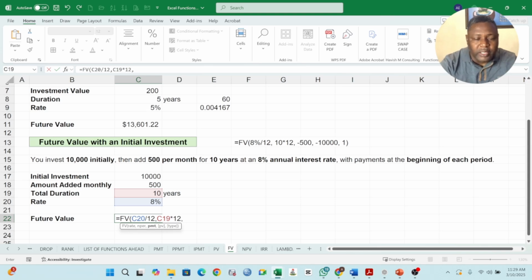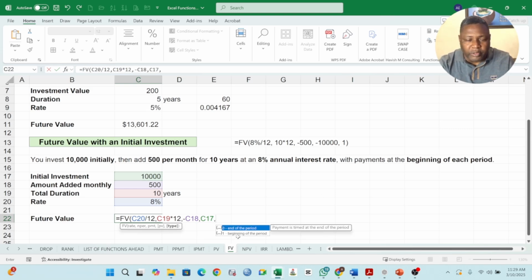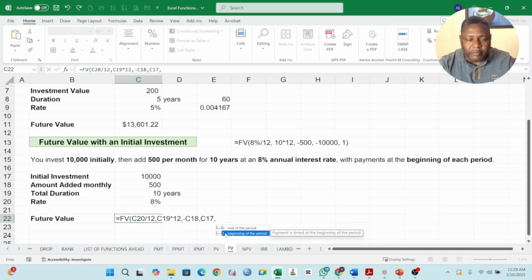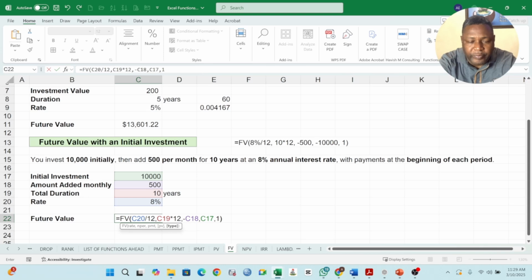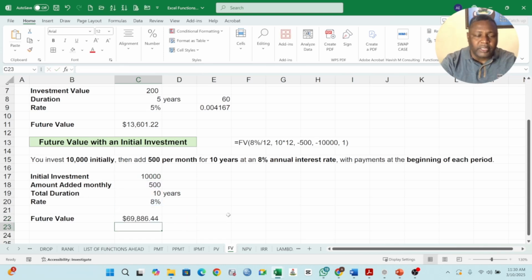Your rate is going to be a monthly rate also. Then payment. There's an element of regular payment per month, so you can put that in as a negative value because it's outgoing. Okay. Then your present value has been given. So fantastic. You pick your present value, which is your initial investment. Then your type. The instruction says at the beginning of the month, so the type will be 1. So the value for beginning of the month is type 1 in the function parameter. So just hit the enter key.